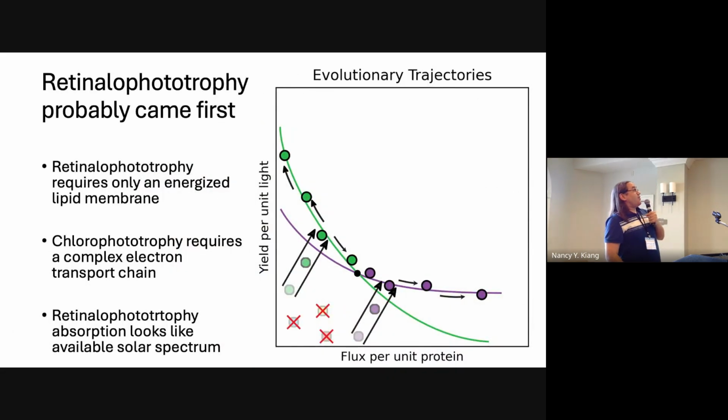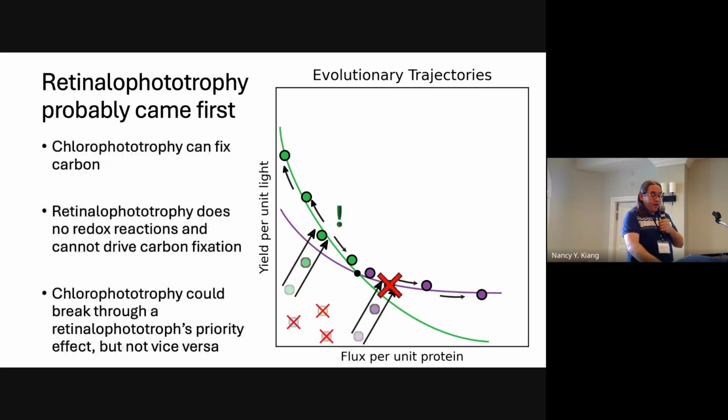I think that this also means that retinal phototrophy probably had to come first, because retinal phototrophy only needs an energized lipid membrane. Chlorophototrophy needs a complex electron transport chain. So this is both about what each of them needs and what their prerequisites are, but also chlorophototrophy can fix carbon. Retinal phototrophy cannot.